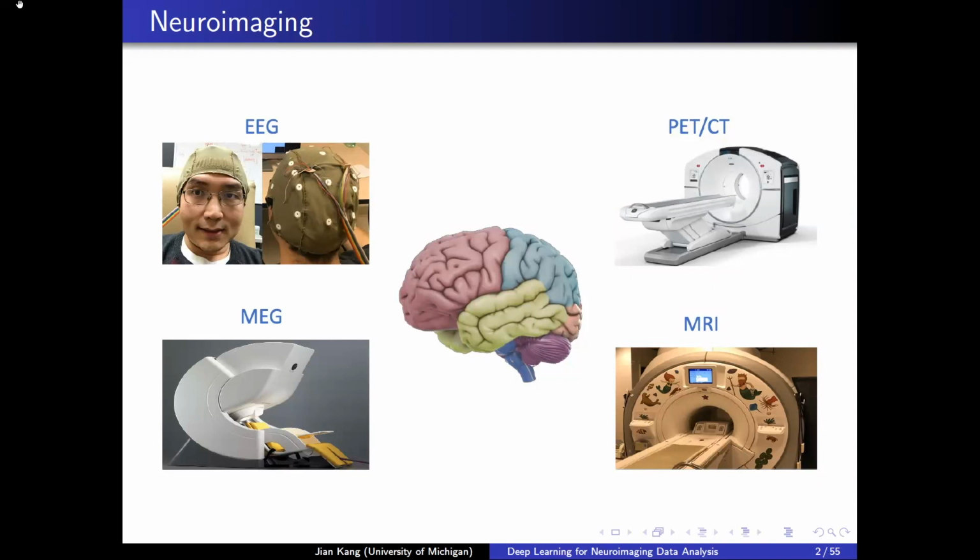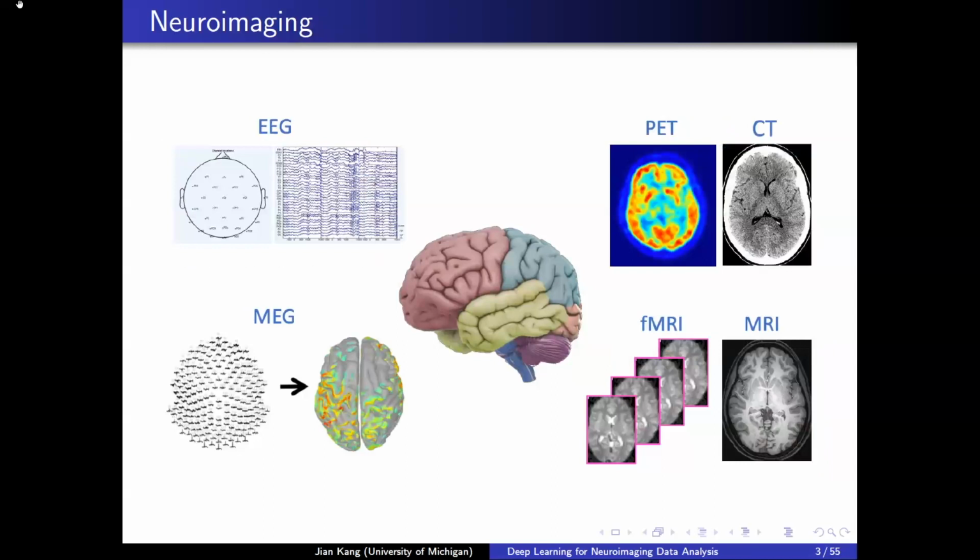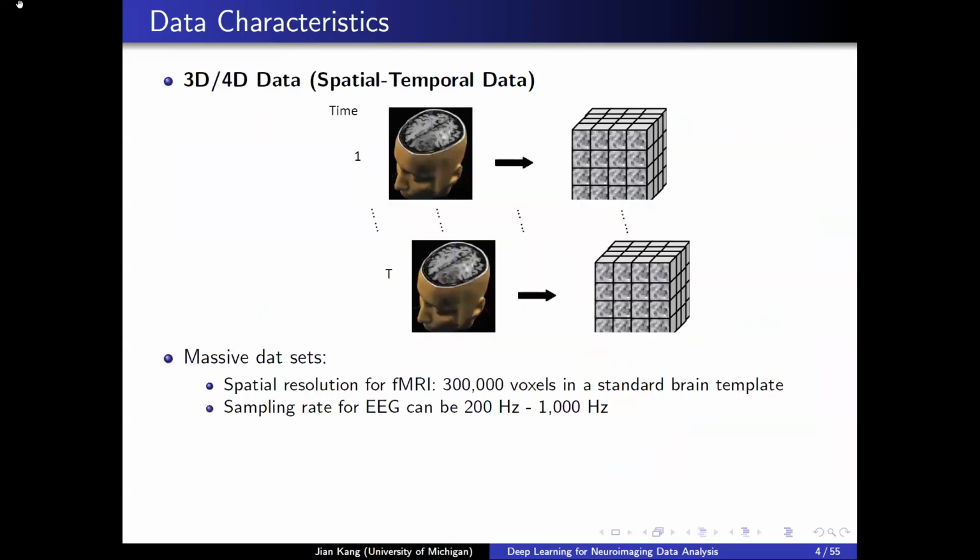The typical modalities like EEG, PET and MRI actually generate a large scale of data and pose both opportunities and challenges for the data scientist. The data structures can be slightly different, but basically it's spatial temporal data with common data structures: massive data sets. The spatial resolution for fMRI data can be hundreds of thousands of voxels in a standard brain template. We collect the scan at different time points, and EEG can have a very high sampling rate, like 1,000 time points in 1 second.